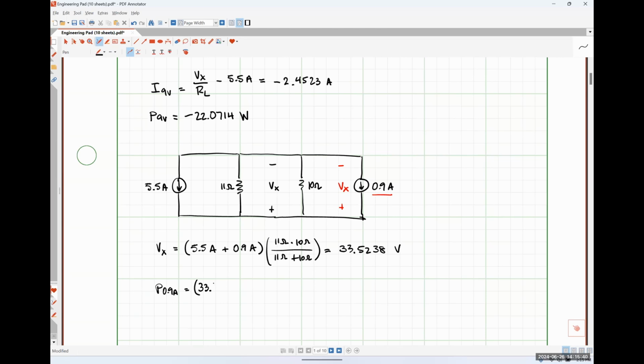So 33.5238 volts times 0.9 amps comes out to be 30.1714 watts, which also happens to be the correct answer.